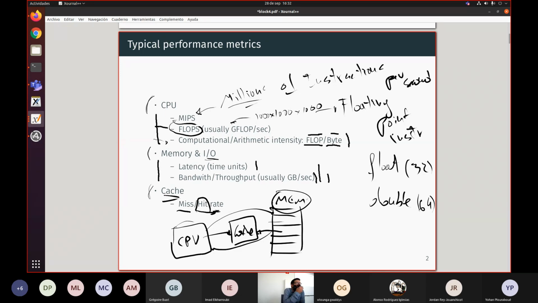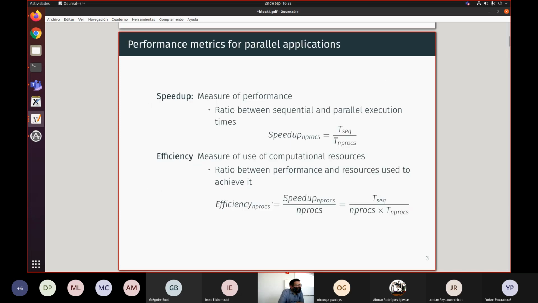Any doubt with this? Are you familiar with these terms? Miss rate, hit rate? Sorry? Yeah. Mm-hmm. What do you mean? Yeah. Yes. Yes. Okay.